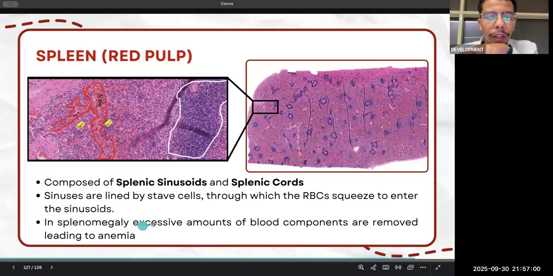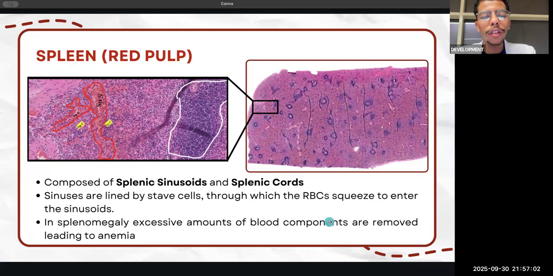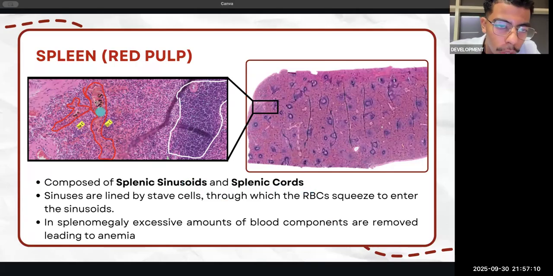And we said in splenomegaly, we have anemia. Splenomegaly, anemia, all right? And don't forget that the red pulp is composed of what? Splenic sinusoids and splenic cords, okay? The sinusoids are where you see the blood, and the purple clumps around them are what? Your splenic cords.